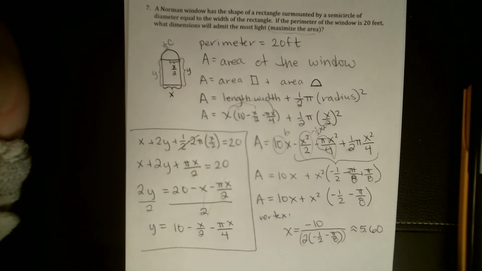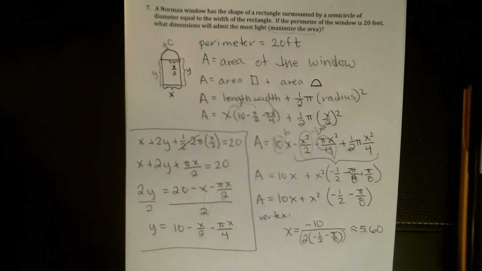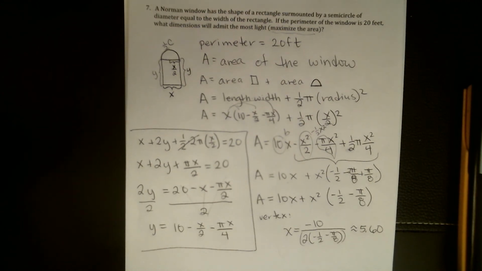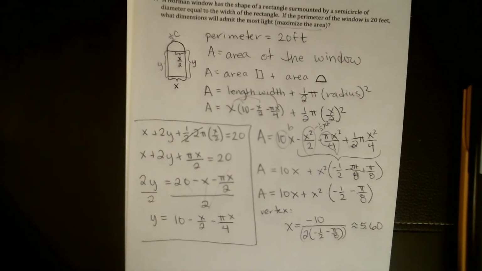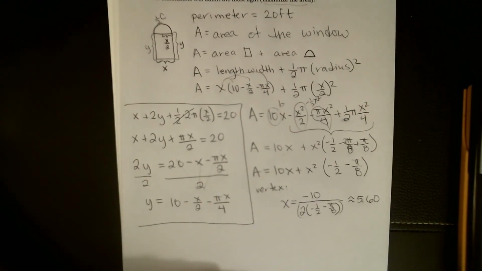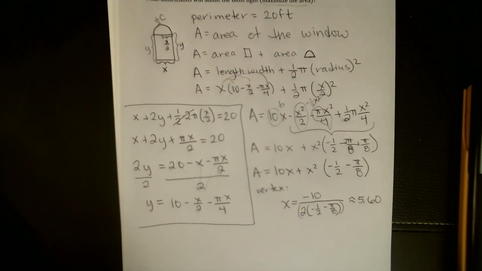Let's go back and read the question. So we were given a perimeter. What dimensions will admit the most light? So we've got the x. I think the y would also be useful. You can also give the radius, but I do think it's fair to say if you know that the base of the rectangle is x, you know that the diameter of the circle is x, and that's enough information for someone to go try and build this rectangle. They can cut that in half if they want. But y would be really useful if I'm thinking of trying to give this information to someone who's actually building a window. I am going to go back and get my y.